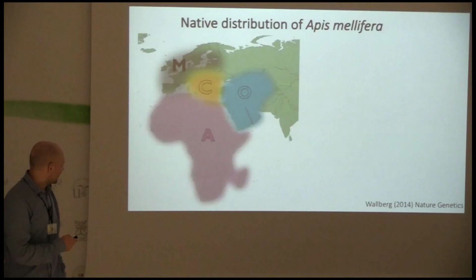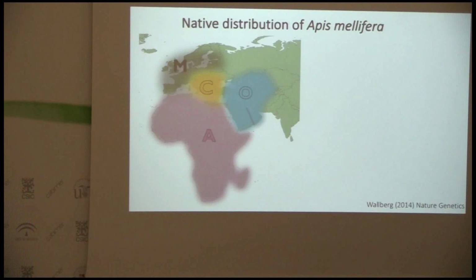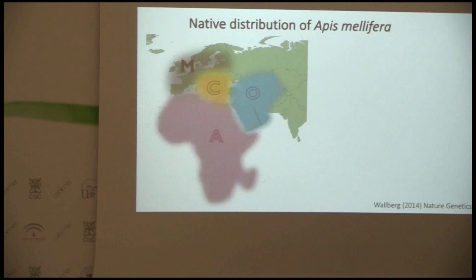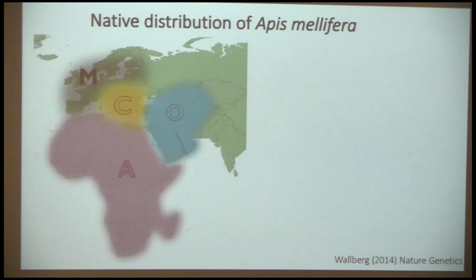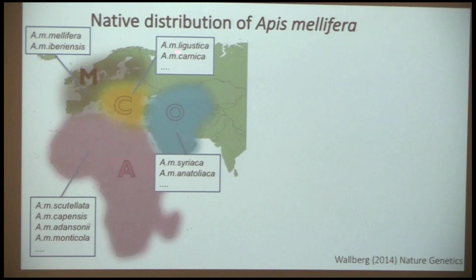So just to give you a background into honeybees, this is the native range of Apis mellifera. It's found across Europe, the Middle East, and Africa. And based on morphology, it's been separated into sort of four, maybe five main lineages. A few years ago, we investigated this using genome sequencing, and also within these lineages it's suggested that there are around 29 different subspecies, although the biological basis of that is not really well established, I would say.